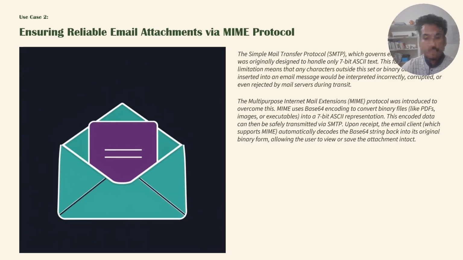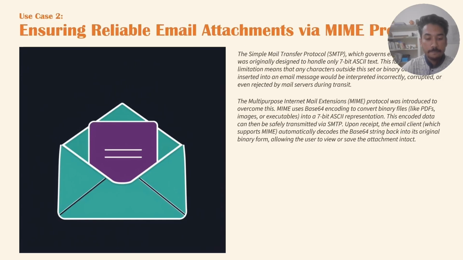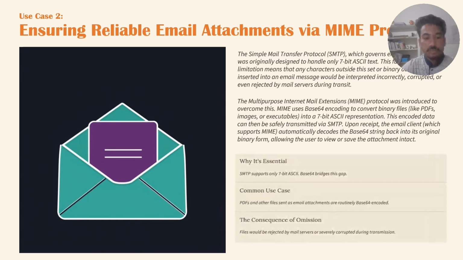So MIME is a protocol that helps email handle different types of content. And guess what? MIME uses Base64 to encode those binary files into a safe text format that email systems can understand. Once the email reaches the recipient, their mail app decodes the Base64 string back into the original file. So everything works smoothly and the attachment stays intact.